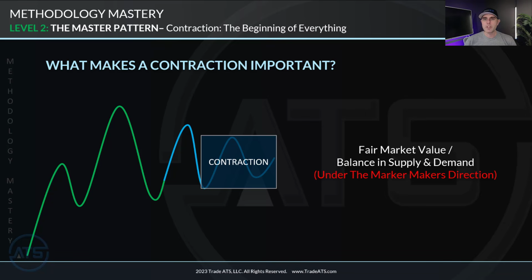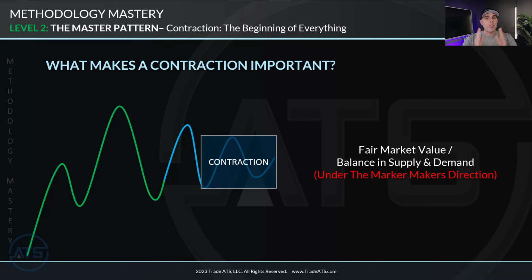So what is contraction? Well, we define contraction as fair market value or a balance in supply and demand. Now, why do we say that? Well, the very nature of the price action as it's becoming contracted tells us that selling volume and buying volume have become relatively balanced. So when we talk about balance in the market, what that would imply is that all information that's available to digest for traders, meaning price patterns, fundamental news, everything at that moment, they have all come to a balance in agreement.